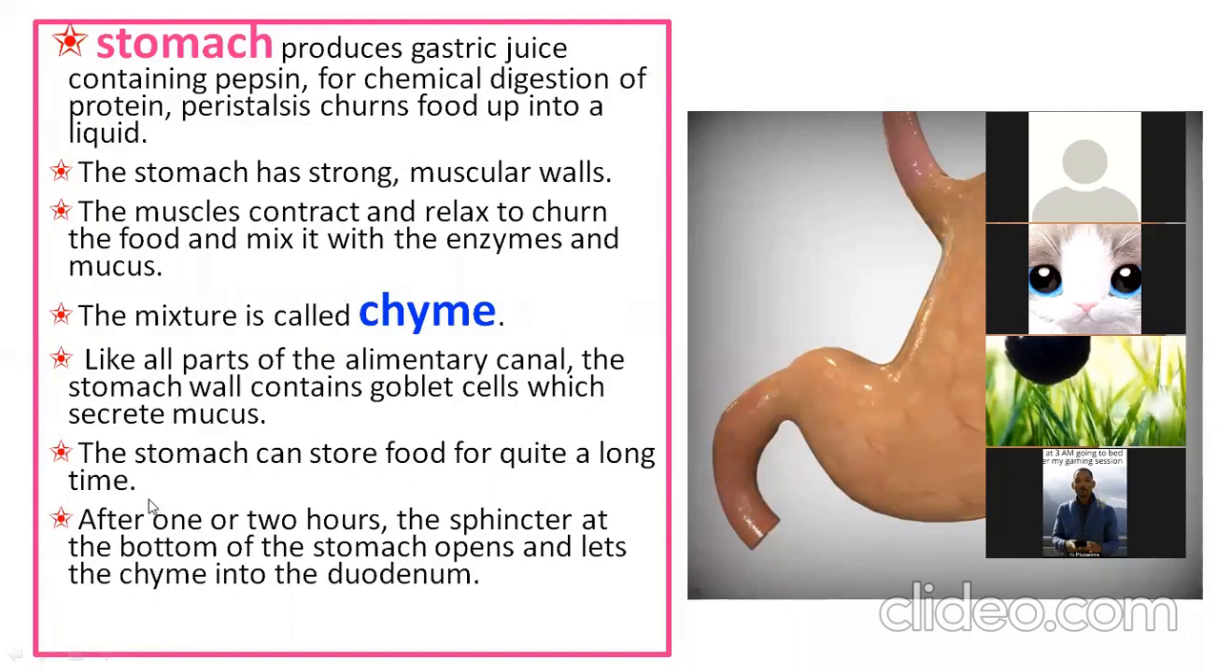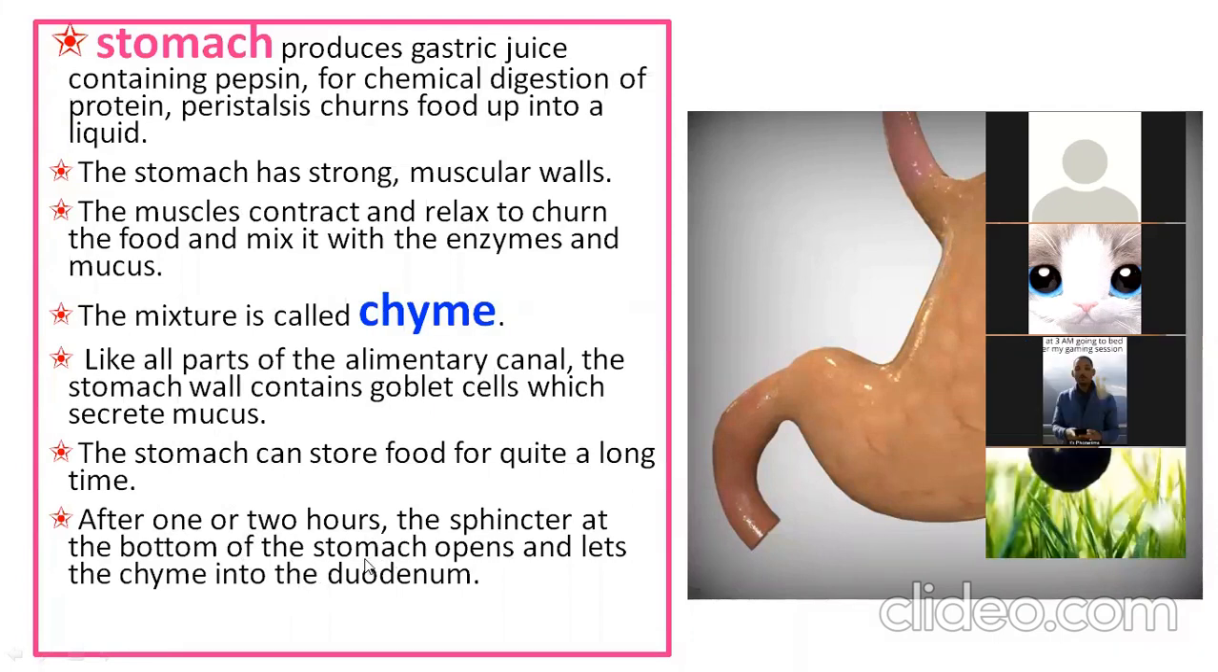The stomach can store the food for quite a long time. One of the students asked if it is a storage organ. I told you, it keeps the food for a long time; that's why the word storage is used there. After 1 or 2 hours, the pyloric sphincter, the sphincter muscle at the bottom of the stomach, will open and let the chyme enter the small intestine. The first part of the small intestine the food enters is the duodenum. Is it clear? Okay, now I think this is clear.